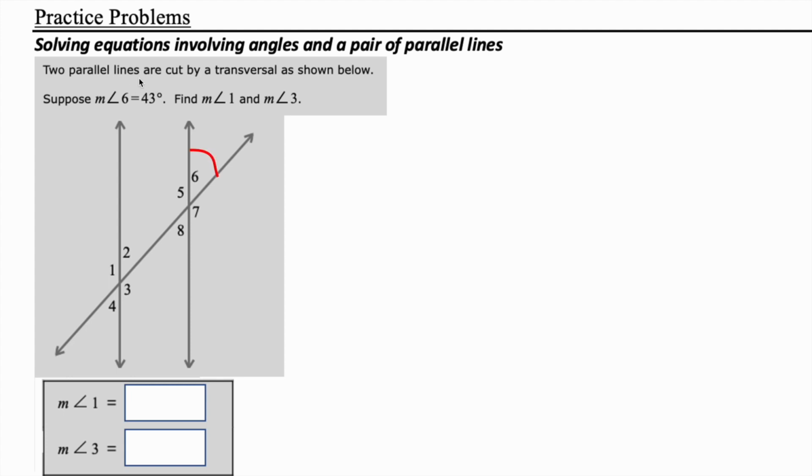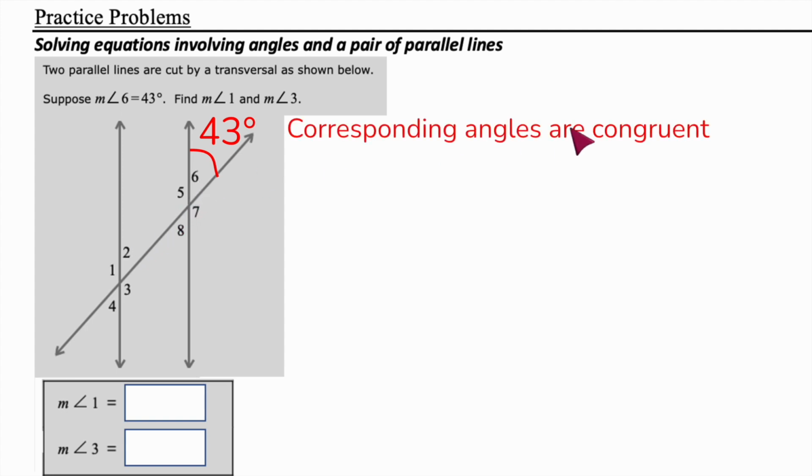Let's go ahead and label our given information. We have angle 6 is 43 degrees. We want to figure out how to get angle 6 down so that I can figure out what angle 1 or angle 3 are. So how do I bring this measurement down? Well, if I use corresponding angles are congruent, and we learned that on the last one, and they're in the same relative position.